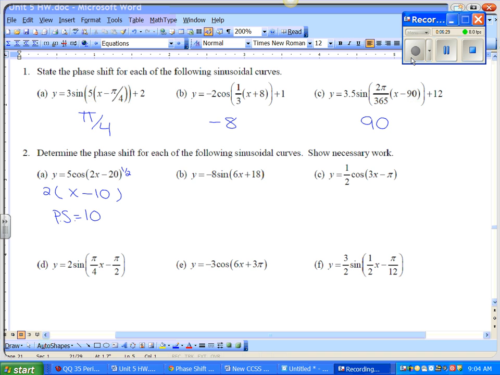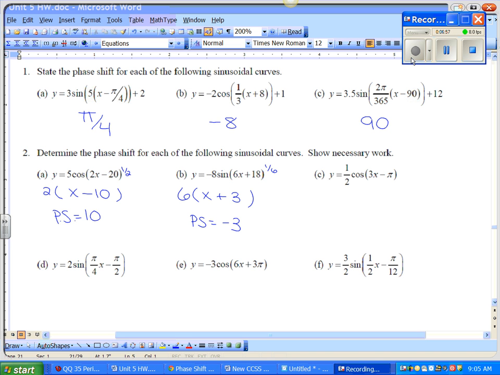All right. B, what's my frequency? 6. What's going to go in my parentheses? X plus 3. Okay. 18 times 1/6, or 18 divided by 6, is 3. So my phase shift is -3. Perfect. All right, let's try C together, and then I'm going to have you do the next 3 on your own.